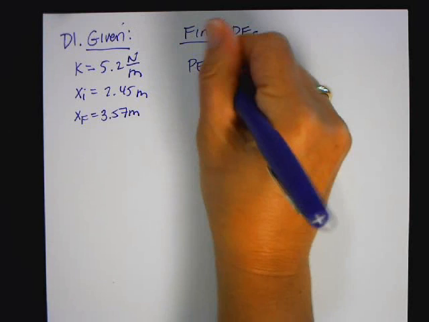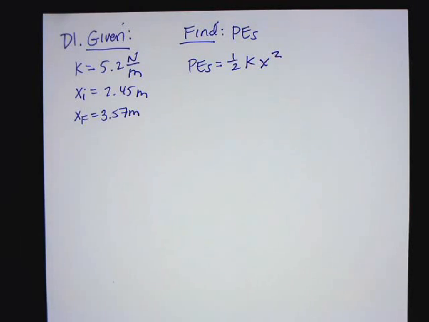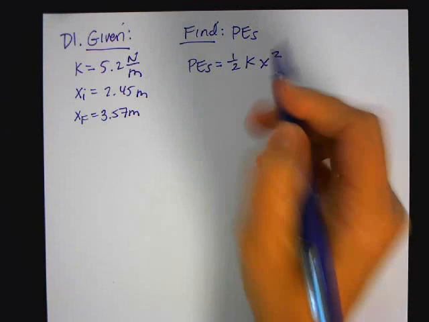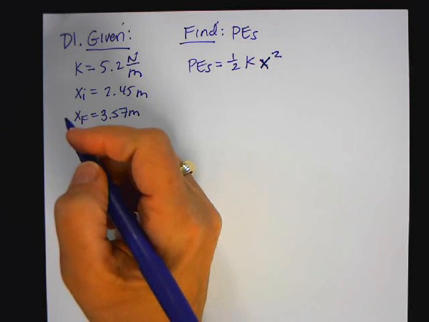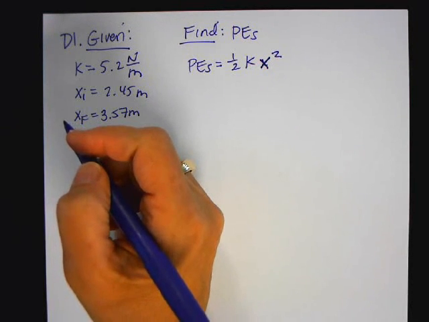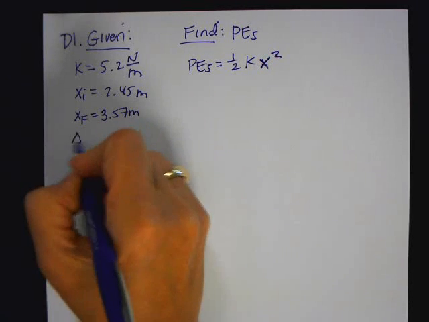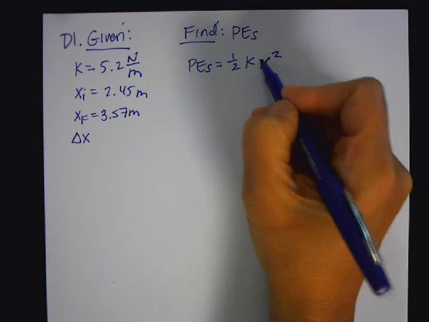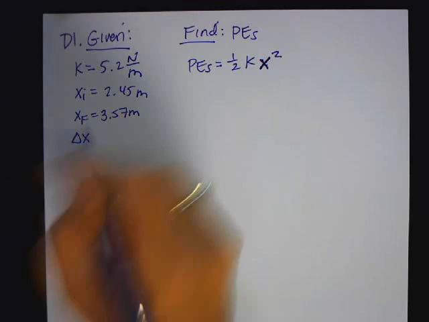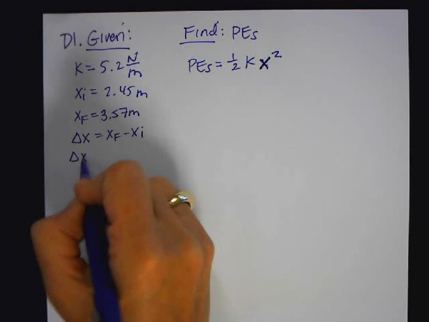So the potential energy stored in a spring is 1/2 kx squared. And the thing is here, this is x. So the x is the change, because it wanted to know what was stored in the spring. Well, what's stored in the spring is going to be from the initial to the final. So what I'll do here is find the change, the elongation. Remember, this is the elongation of the spring. So this would be the final minus the initial.